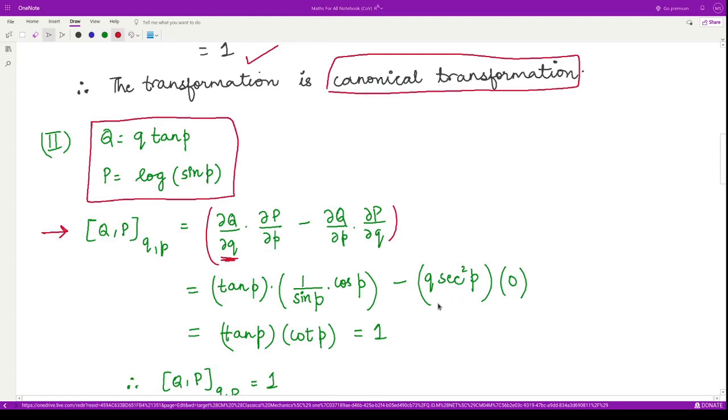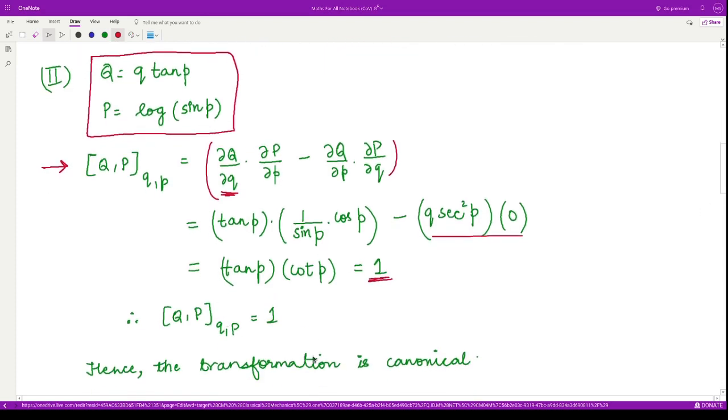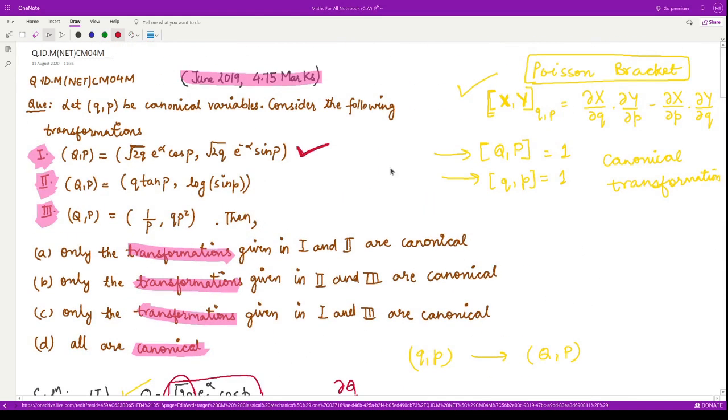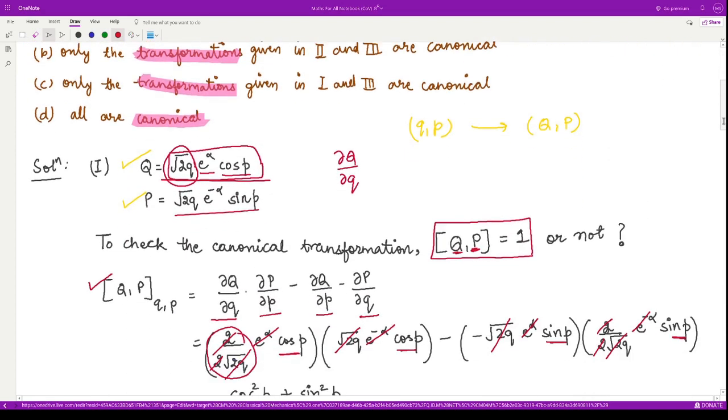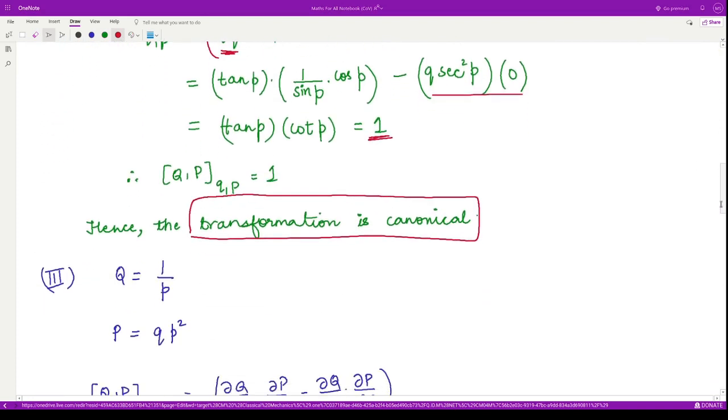So you will see this term becomes 0, and here when you simplify this, this becomes cot of p. So tan p and cot p result in 1. So we again have this quantity equal to 1. So this transformation is also canonical. So the second transformation is also canonical. Now it is left to check whether the third transformation is canonical.